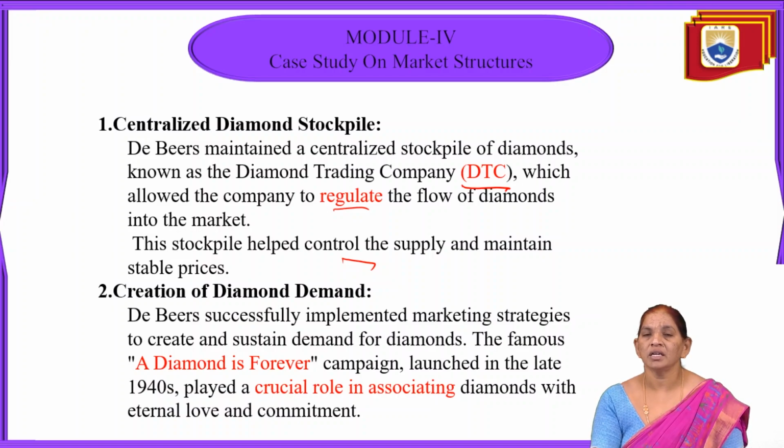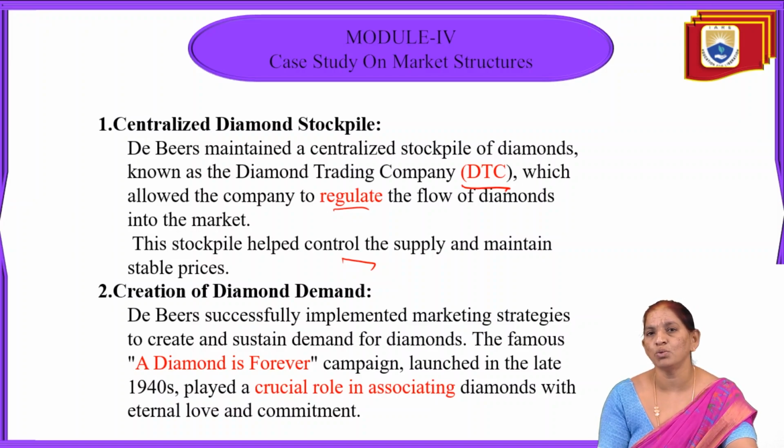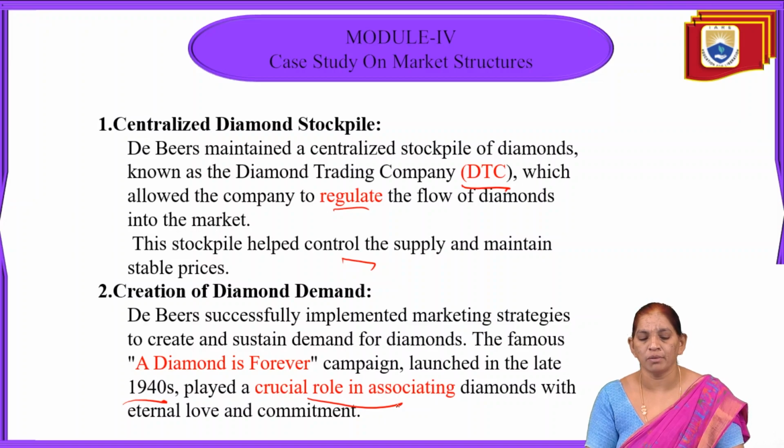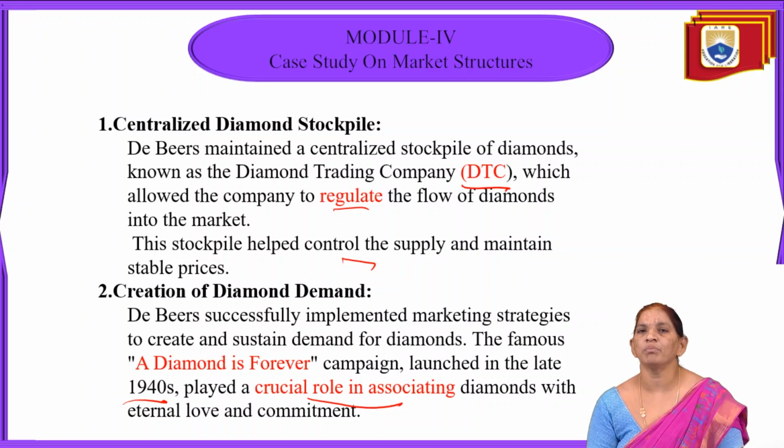With these, the company also got involved in the creation of demand for diamonds. De Beers successfully implemented marketing strategies to create and sustain demand for diamonds. The famous slogan "A diamond is forever," launched in the late 1940s, played a crucial role in associating diamonds with eternal love and commitment. The company came out with its first advertisement campaigns, and what attracted people was "a diamond is forever."